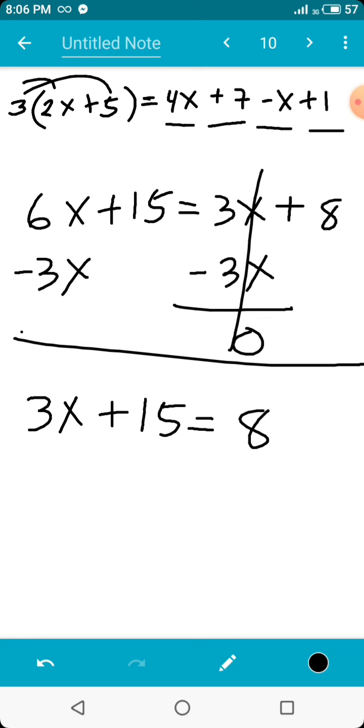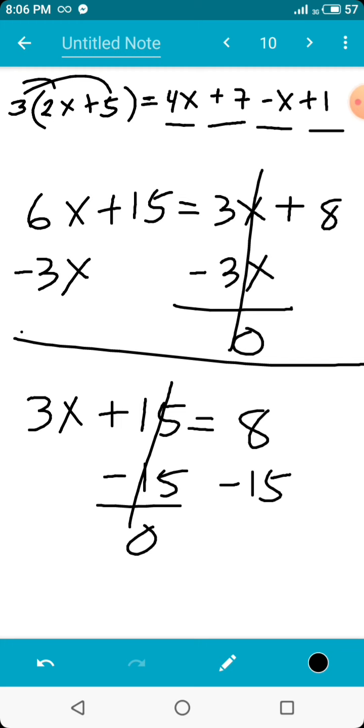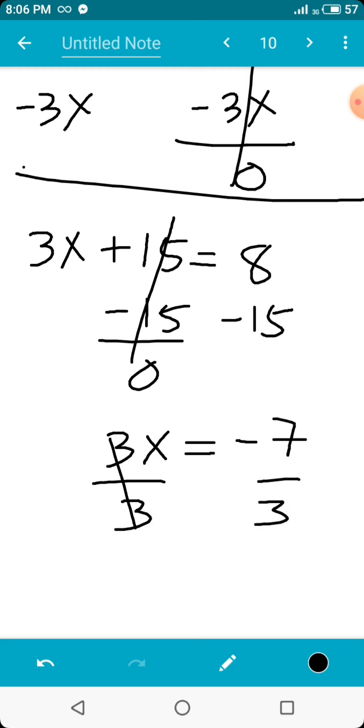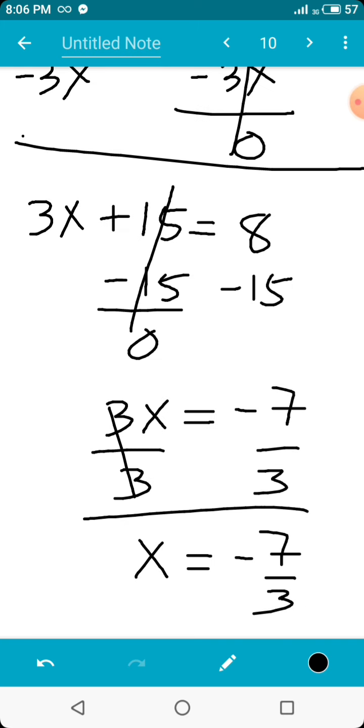So, ang susunod na i-cancel natin ay yung positive 15. So, minus natin siya. So, 0 na siya. And then, minus din natin dito. So, ang natira na lang sa side na 'to ay 3x. And sa kabilang side, 8 minus 15, that is negative 7. So, to cancel 3, divide natin sa sarili. So, meron na lang dito ay negative 7 over 3. Okay, so that's the value of our x.